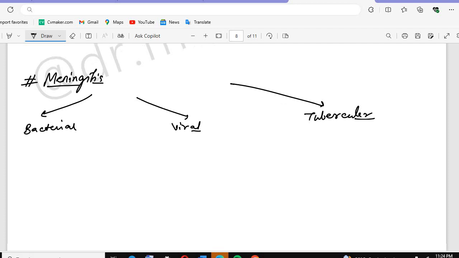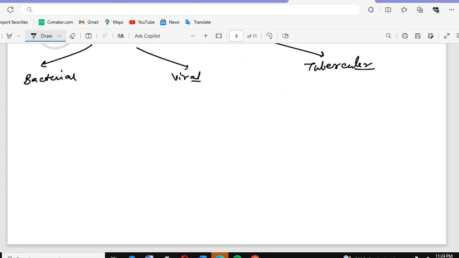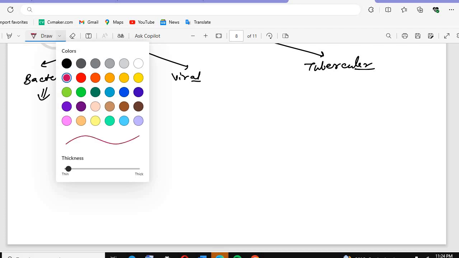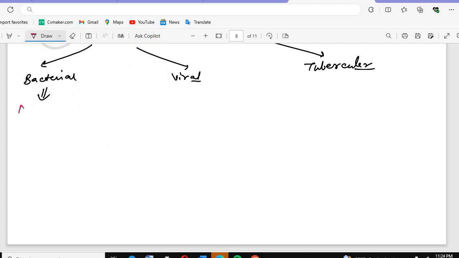So remember that if bacterial meningitis is there, I hope every one of you knows, when you talk about meningitis, which is the most common cause? Which bacteria causes meningitis?